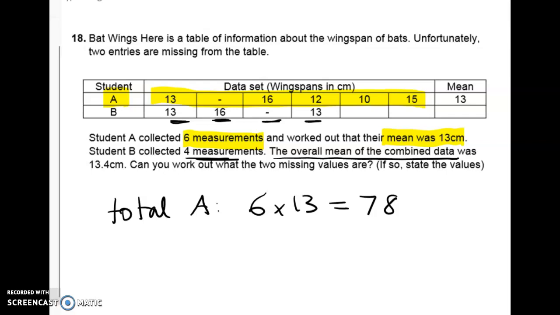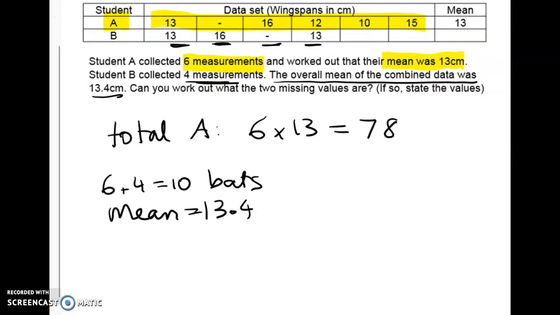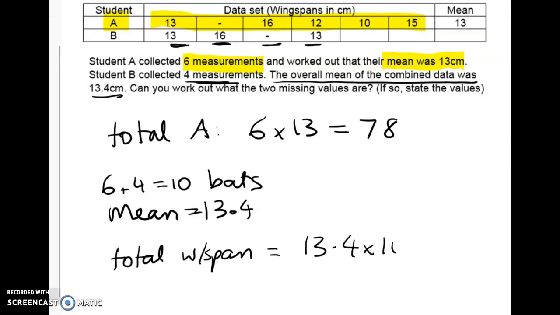The overall mean of the combined data was 13.4 centimetres. Altogether there were 6 plus 4 bats, so there were 10 bats, and the mean for the total was 13.4. What does that tell me? It means the total wingspan must be 13.4 times 10, which is 134. So how are we going to figure out what the 2 missing values are?